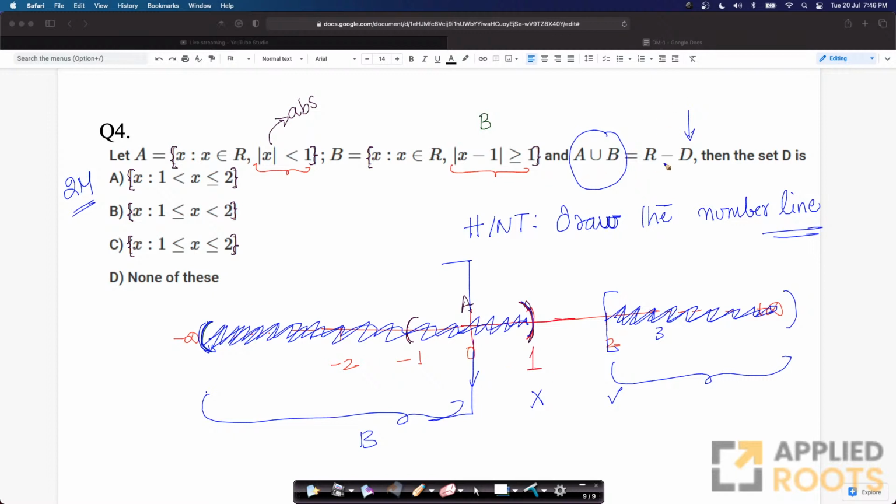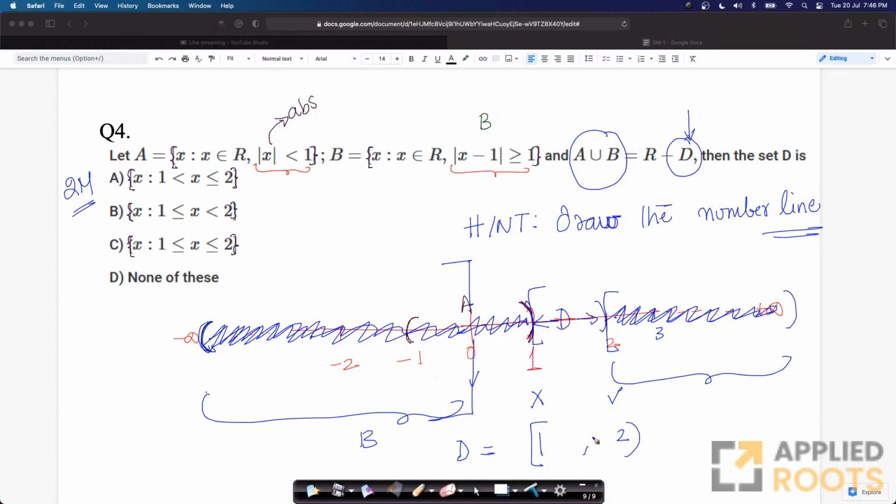So now A union B is R minus D. In a whole region, this is your whole real line. What do you have to subtract to get this? You have to include 1. So your D will be in the real line. What do you have to remove to get this union? You have to remove 1, but you should not remove 2, right? So your D is from here, including 1, but excluding 2. So this region is your D.